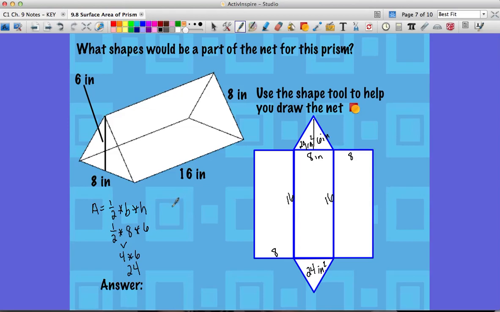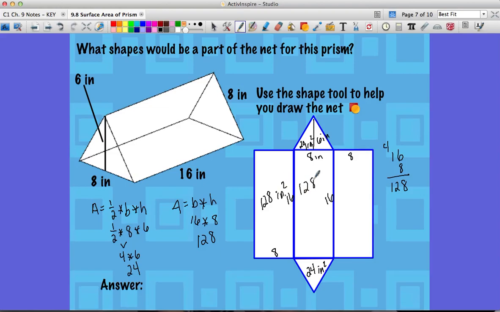Now, for the rectangles, we're lucky because all the rectangles are the same, so I only have to do the math once. I know the area formula is base times height. My base is 16 inches and my height is 8 inches. I can go over to the side, do 16 times 8. 6 times 8 is 48. Carry the 4. 1 times 8 is 8, plus 4 is 12. So I have 128 inches squared.